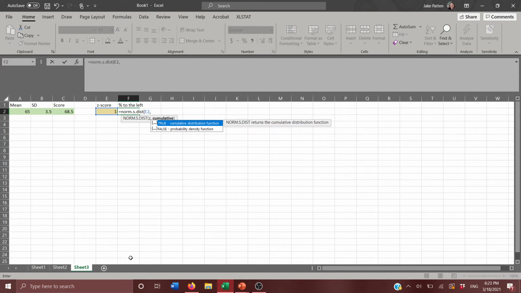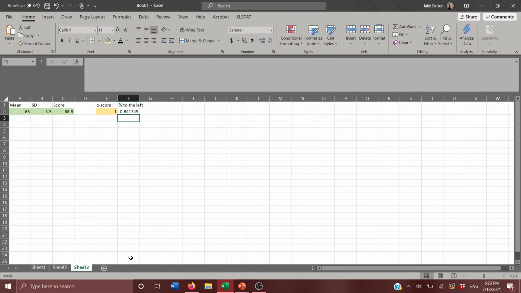That's going to give us the amount of the distribution, the percent of the distribution from the left that this score accounts for. So the percentage of the distribution to the left of this score is what this value is going to give us. So we're going to write true. Then we can close parentheses and hit enter. And we've got 84%. Now that makes sense, right?